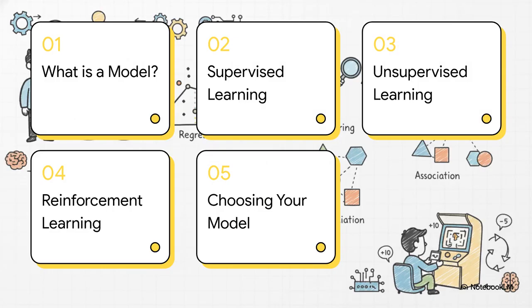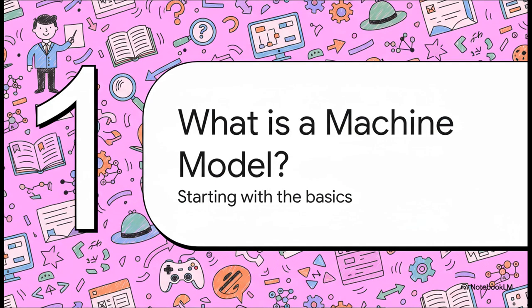First, we'll nail down what a model even is. Then, we're going to meet the three main families of machine learning. Each one has its own, let's say, personality. And we'll wrap it all up with the most useful part, how to pick the right tool for whatever job you're trying to do.